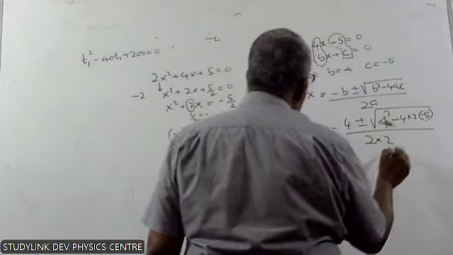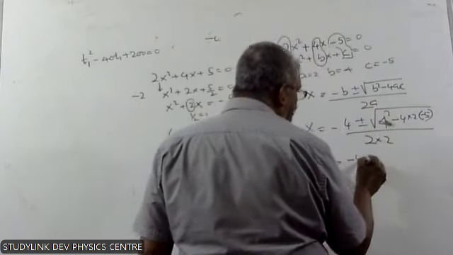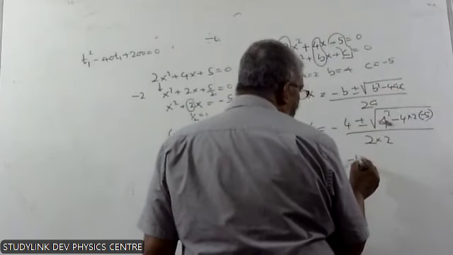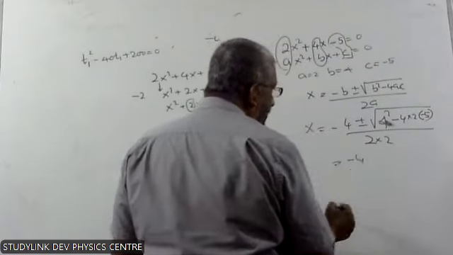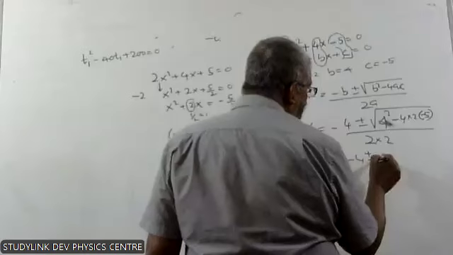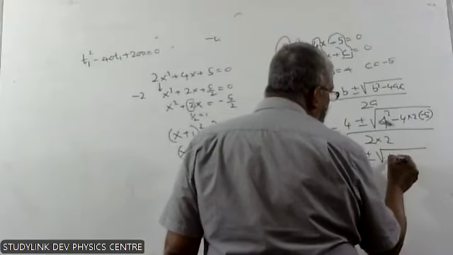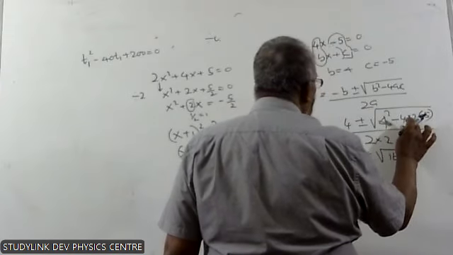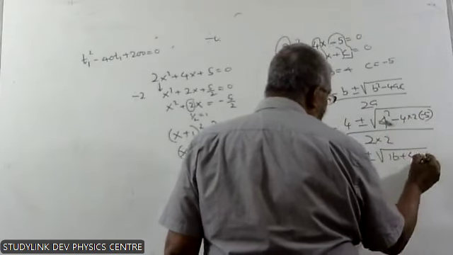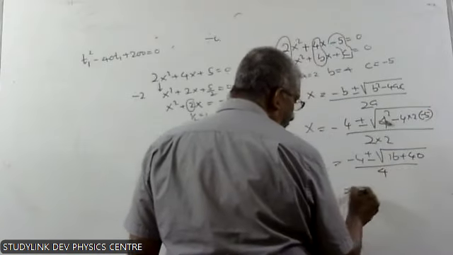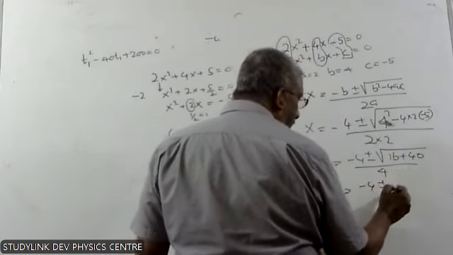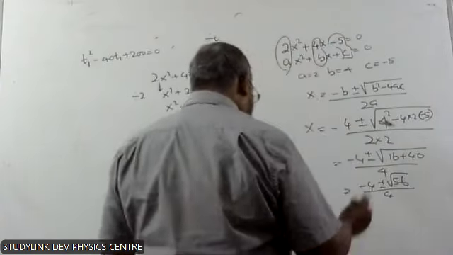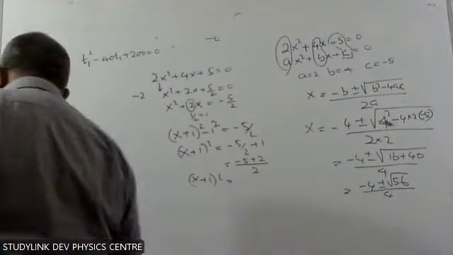Then 2 into 2. Sorry about that, because I haven't written this part. That was the reason. Minus 4 plus or minus the square root of 16 minus into minus plus 4 into 2 is 8, 8 into 5 is 40, divided by 4. Then minus 4 plus or minus square root of 56 divided by 4. Then you have to do that. Wait, I'll finish it in the correct way.